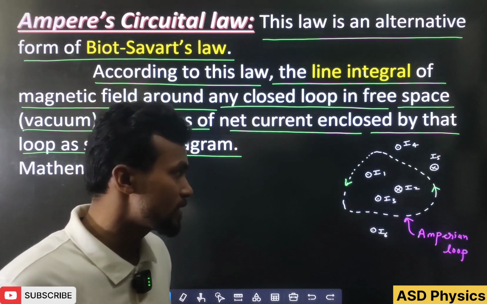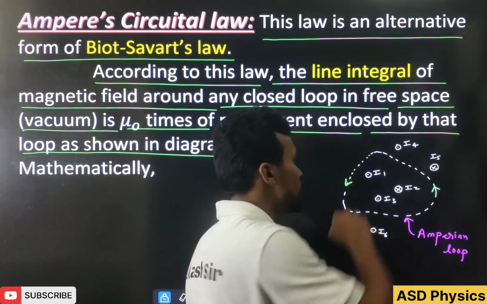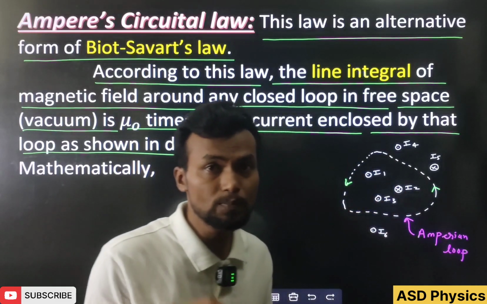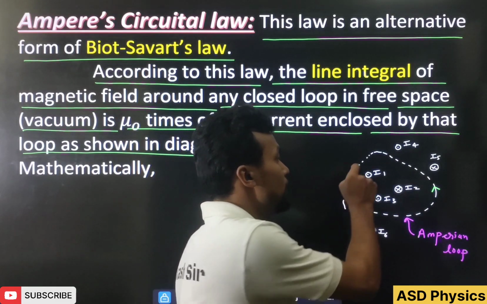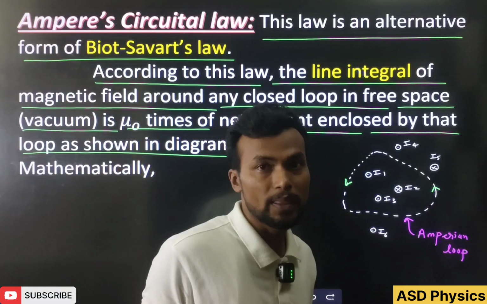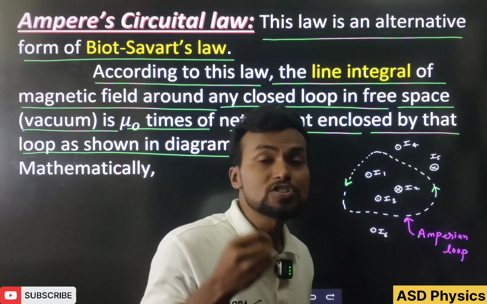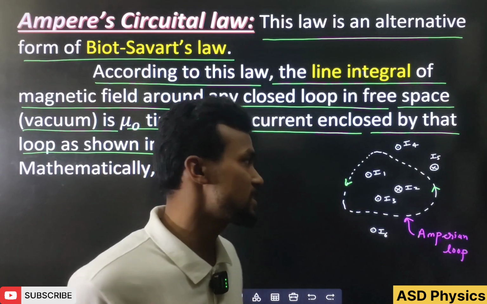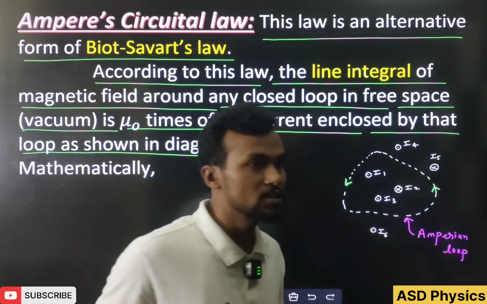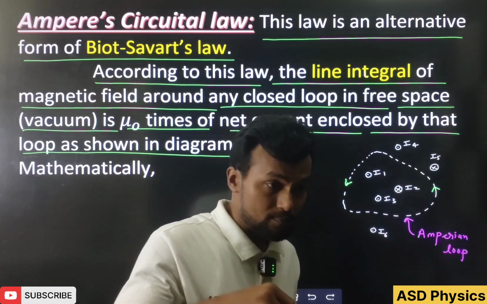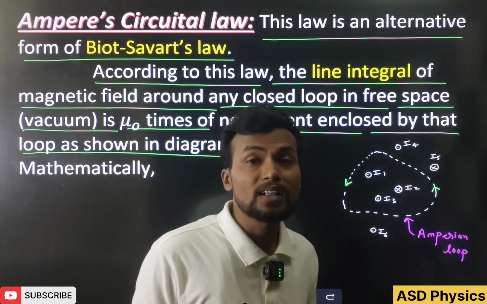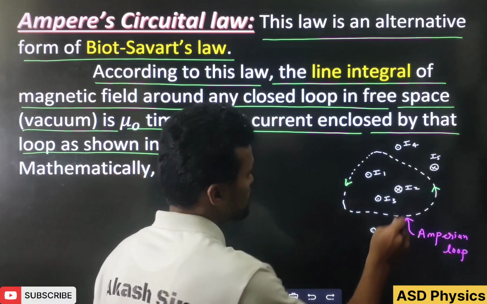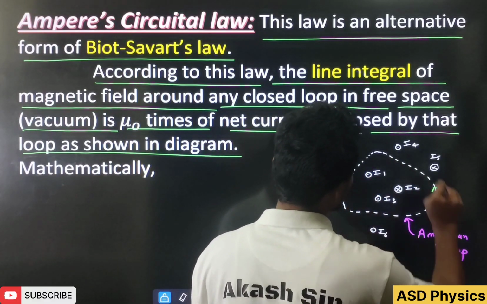Remember that, very important, when the direction of the Amperian loop is similar to the magnetic field direction of the respective current, then the enclosed current will be taken as positive, otherwise it will be taken as negative. Again listen, when the direction of the Amperian loop is along the magnetic field direction of the current, then only it will be taken as positive.